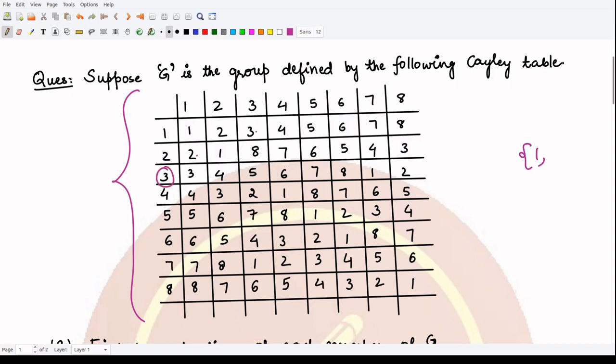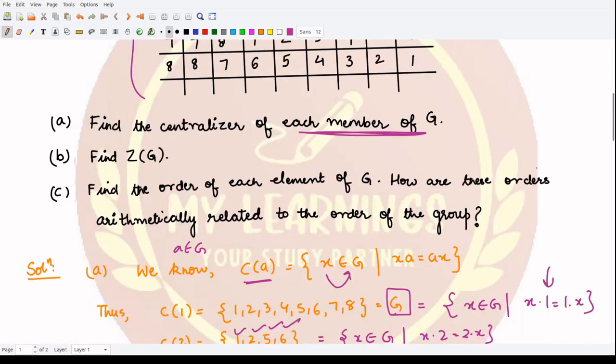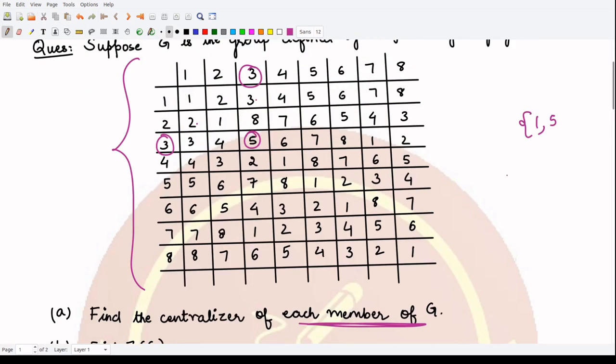What about 3? 3 star 3 is 5, so obviously 3 would come here. Next, 4. 3 star 4 is 6, 4 star 3 is 2. Not equal to each other. What about 5? 3 star 5 is 7, 5 star 3 is 7. Yes, they are equal. Hence, we can write 5 here.